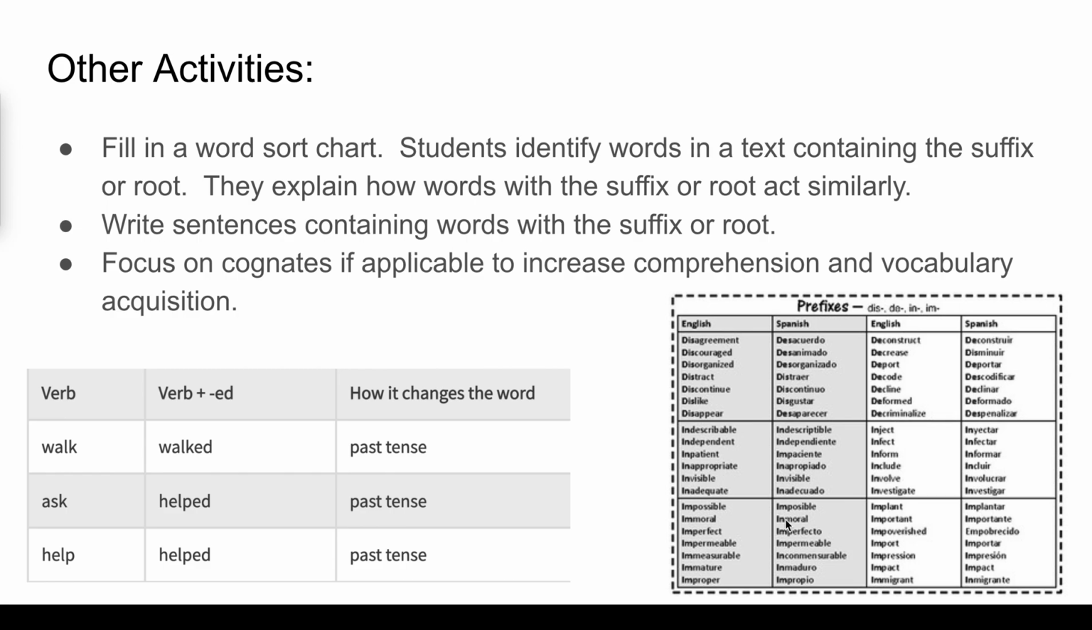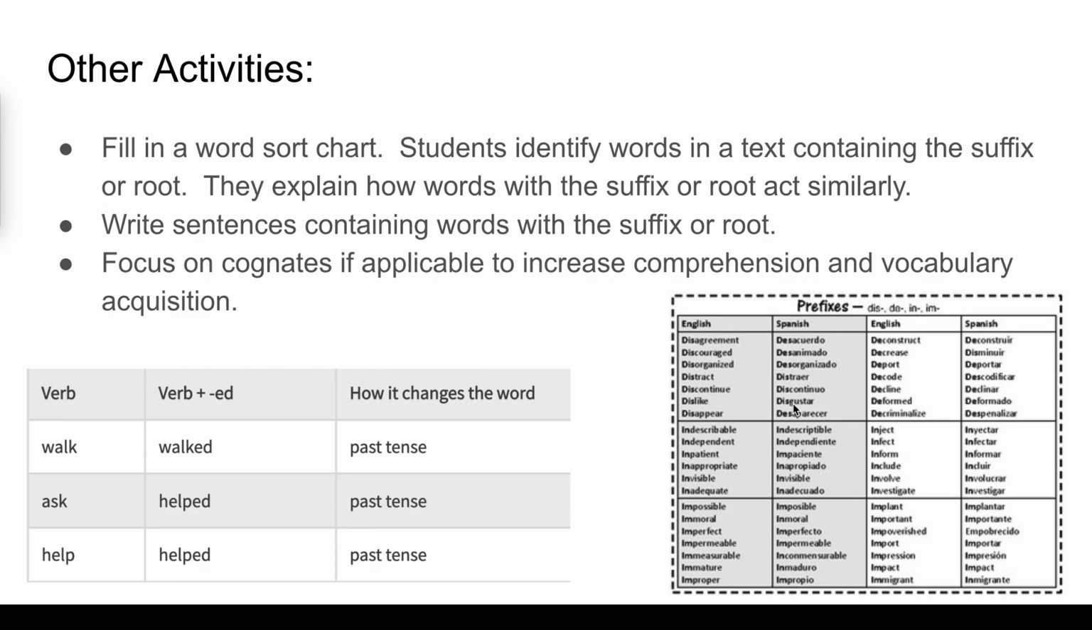So let's look at this chart over here. So we've got these prefixes. We have dis, we have in, im, I guess that's the list. And these are applicable to both Spanish and English. So we could look at dislike, disgustar, okay, means like not like, right? Makes it a negative like. But the dis is something you can find in both English and Spanish.